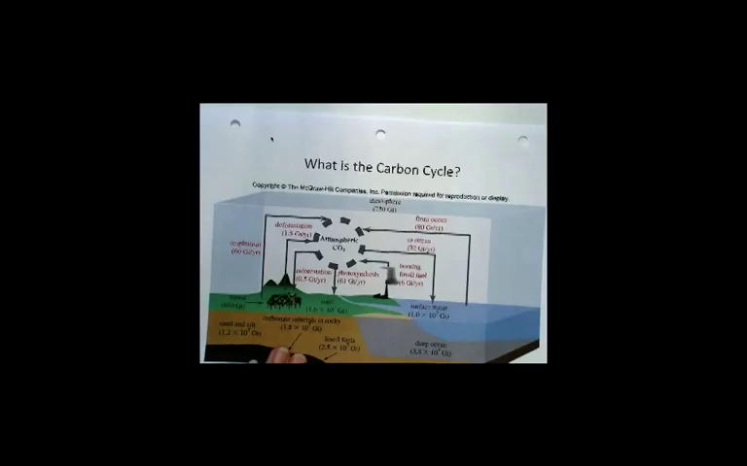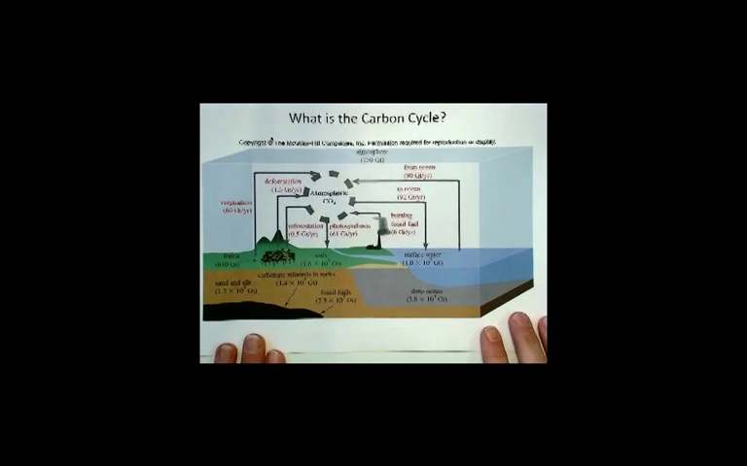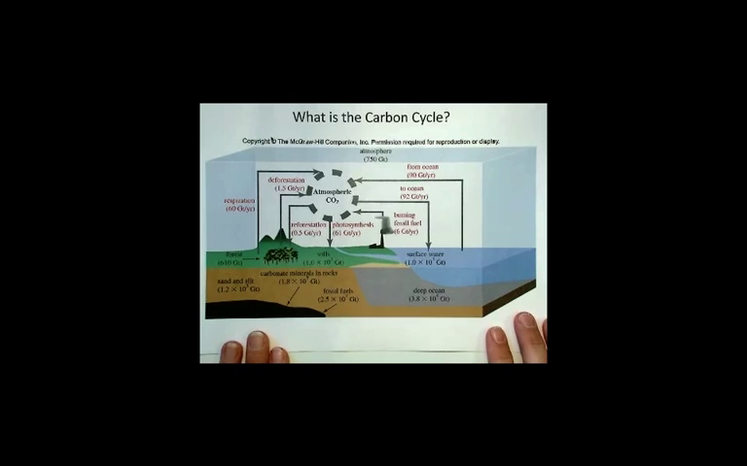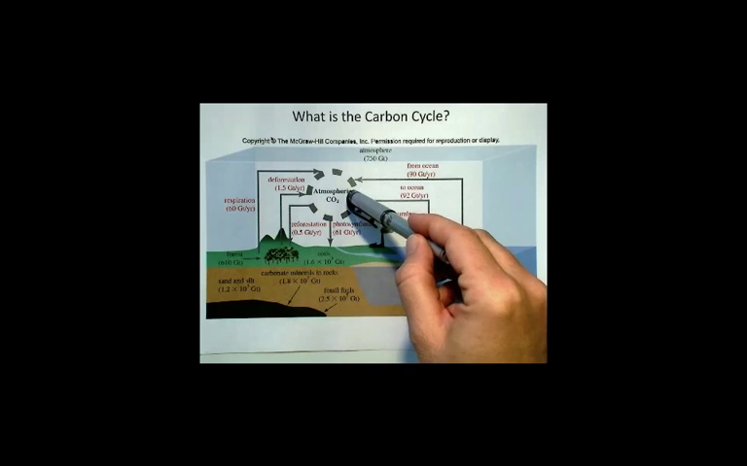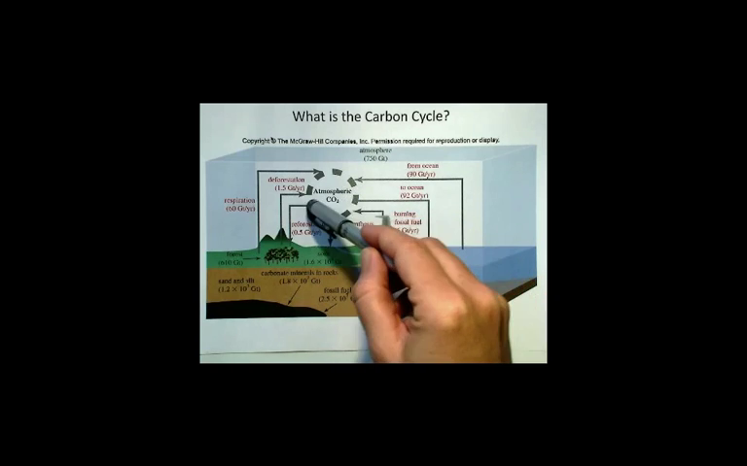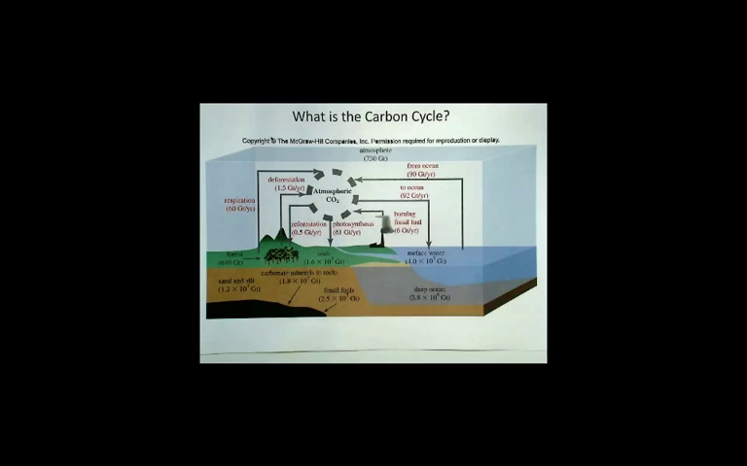This particular picture is from your book. It's actually very complicated. This is a picture of the carbon cycle, a simplified view of it. What you see here is atmospheric carbon dioxide. When carbon is in the atmosphere, it's largely in the form of carbon dioxide, so the carbon is part of the molecule carbon dioxide.